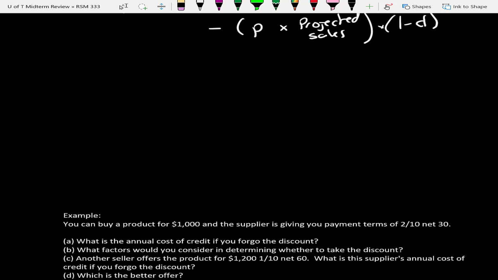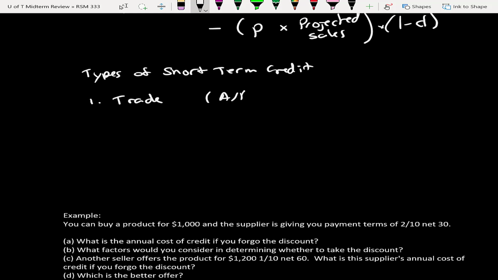Now, when we look at short-term credit, they talk about three different types. So the types of short-term credit are, first of all, trade credit, which is like accounts payable. If you want to finance your purchases, you can do it by getting suppliers to let you pay later. The second is a short-term loan, and this would be from a bank with fixed payments.